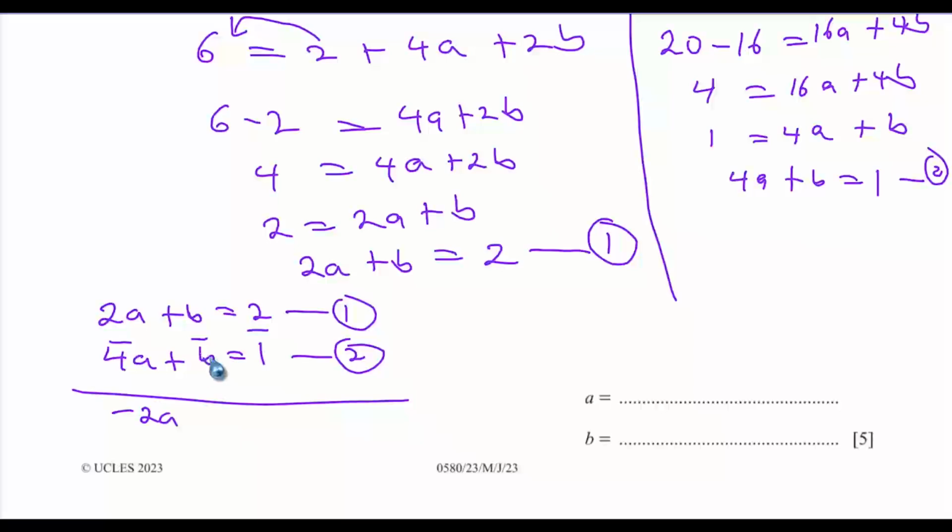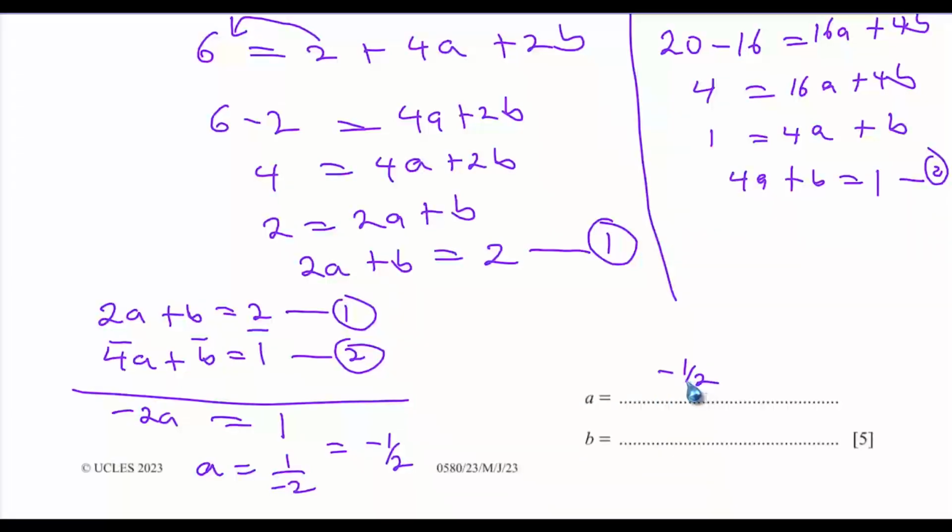Then b will cancel b. Then we have 2 minus 1, we have 1. So let's divide both sides by negative 2. That will give us the value of a to be equal to 1 over negative 2, which is the same thing as minus 1 over 2. So you write it here, a is equal to minus 1 over 2.